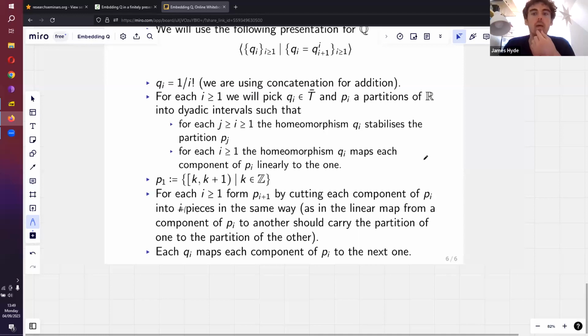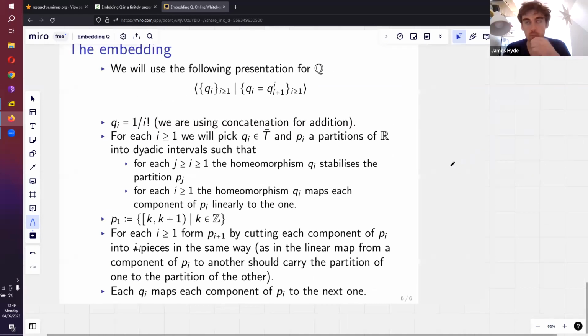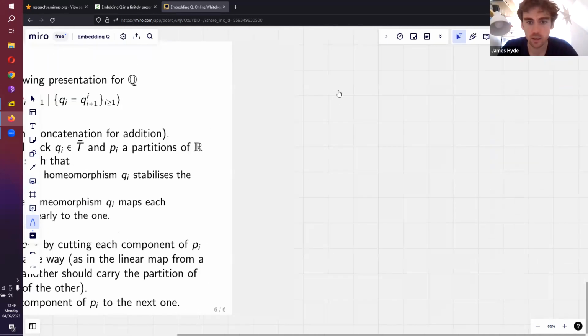Okay, so we've cut this interval into I pieces, and that forces our decision for the remaining intervals, because we want this partition to be stabilized by all the earlier qi. So we just cut them up in the same way. What I mean by the same way: if we have some interval here and we cut it up like this, and we have some other interval, we should do the same thing.